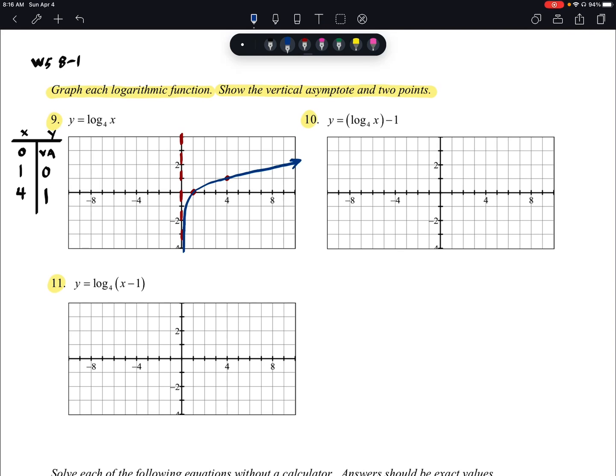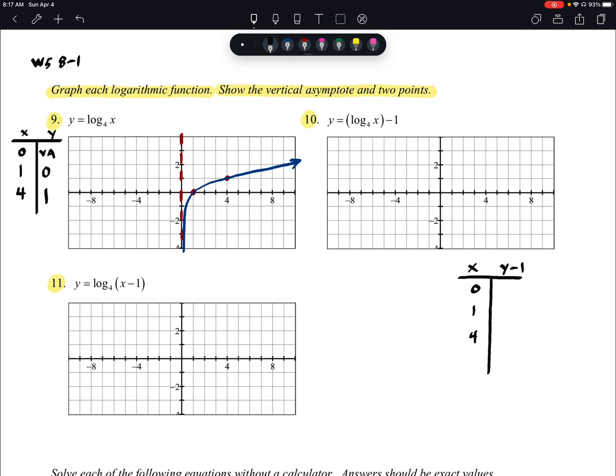And now we can use that from number 9 to help us with number 10. Number 10 says y equals log base 4 of x, and now we're going to subtract 1. So if we just think about our parent graph table and how this will change with this function, nothing's happening to x, so we'll just keep our same x coordinates. We're going to have 0, 1, and 4. But this one's being shifted down 1, so each of our y values is going to decrease by 1.